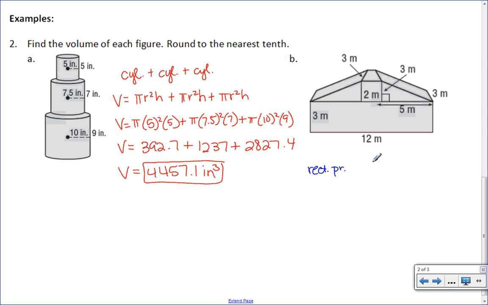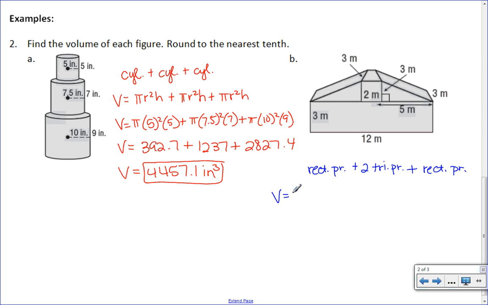So I can actually group those together and say we have 2 triangular prisms, since they would both have the same volume. And the only other thing we need is this little rectangular prism that's between those 2 triangular prisms. So that's another rectangular prism.